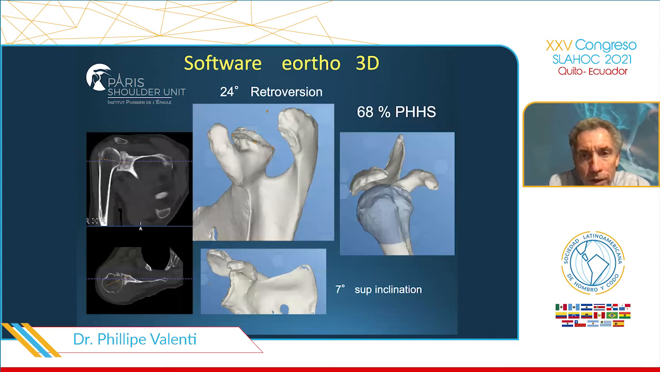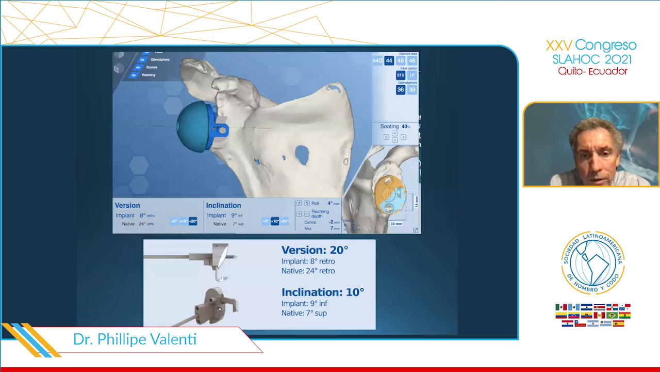So we use a software, eOrtho 3D, and we have an axial plane, coronal plane, and a reconstruction in 3D. And we have the information regarding the retroversion, 24 degrees of retroversion, 68% of posterior subluxation, and 7 degrees of inclination. And we know that if we have to do a reverse, we have to correct retroversion, inclination, and posterior subluxation.